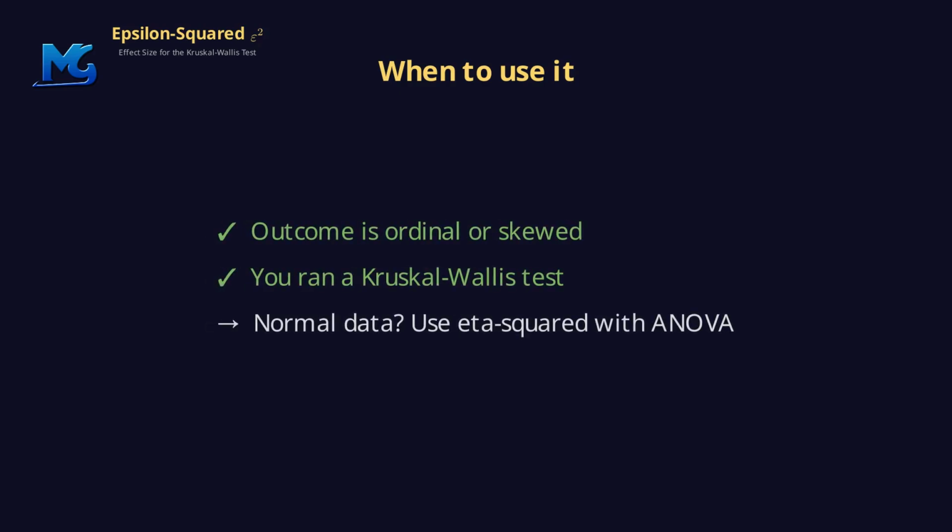Reach for Epsilon-Squared when your outcome is ordinal or skewed, and you've run a Kruskal-Wallis test. If your data is roughly normal, use eta-squared with ANOVA instead.